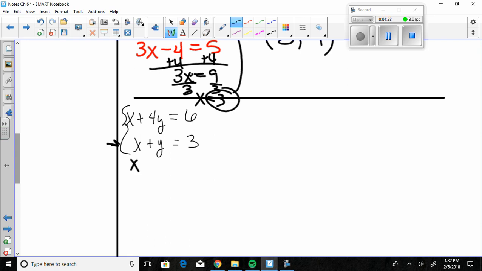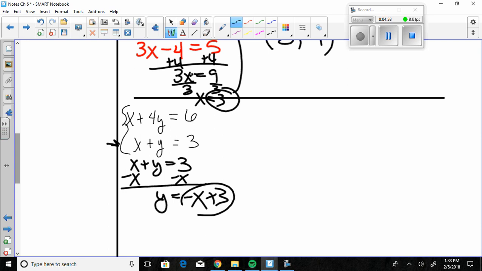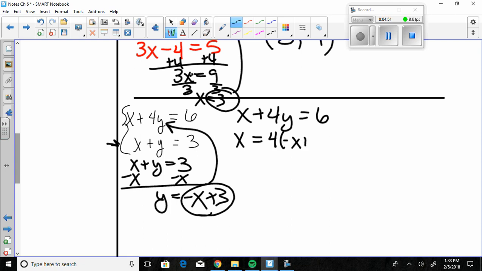So starting with x plus y equals 3. We're used to solving for y, so we'll keep doing that. So you get y is equal to negative x plus 3. Now I know what to substitute in. So I can substitute this in for my y into the other equation. So you get x plus 4y equals 6. That's what we're starting with. So x plus 4 times negative x plus 3 equals 6.